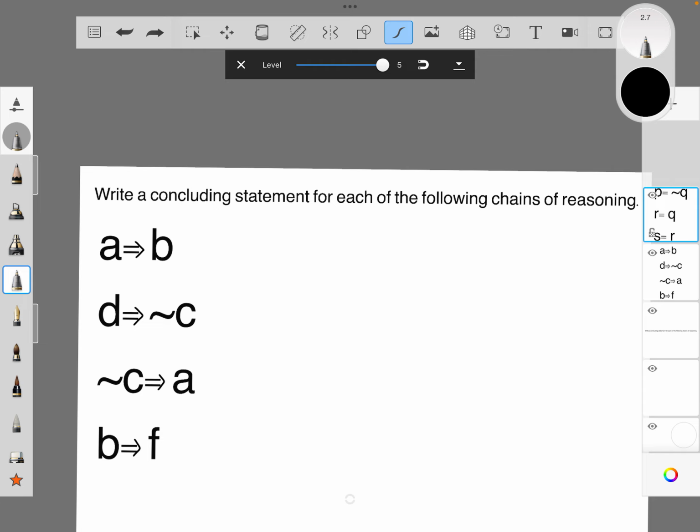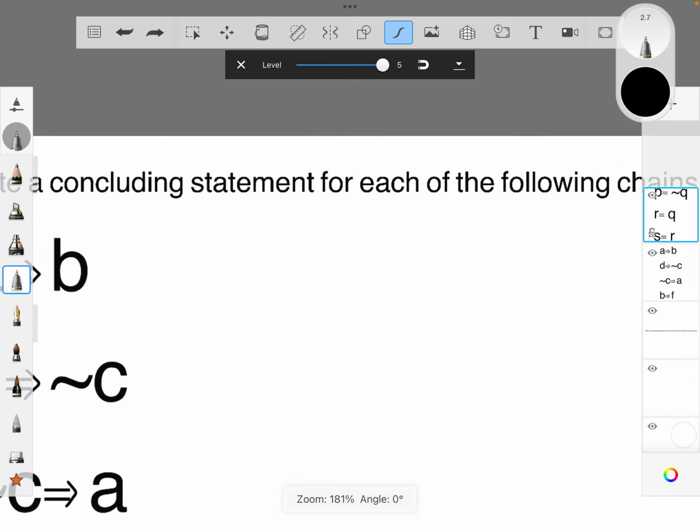To start off, we need to find a hypothesis or conclusion that is singular in all four of them. What I mean by that is that we can't start our chain with A because two of the conditional statements already have A. So our only choice to start off is D or F. But for now, I'm going to pick D.